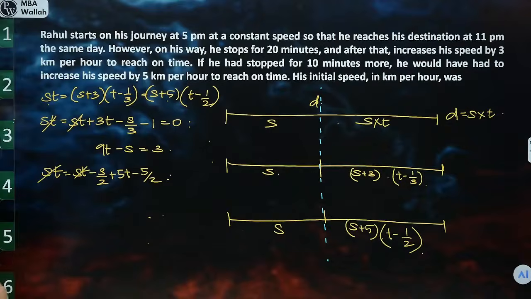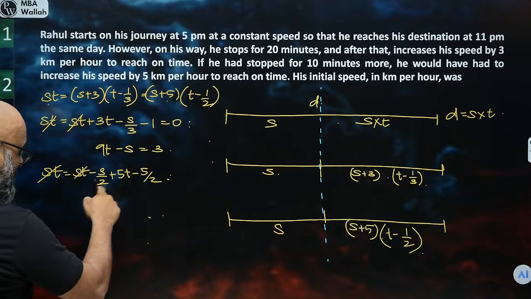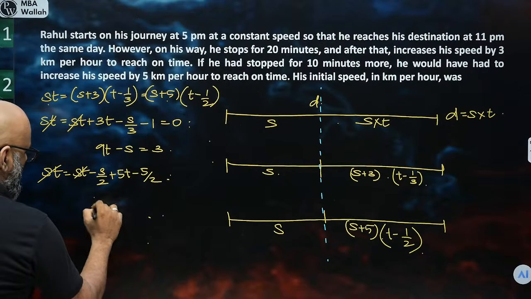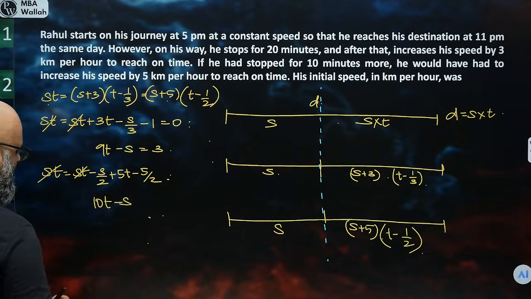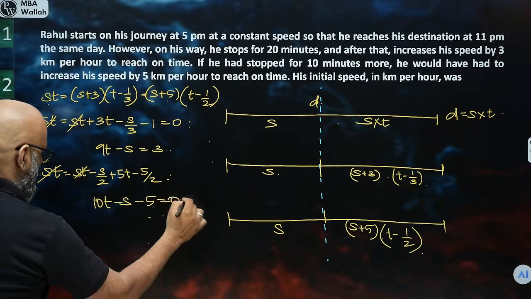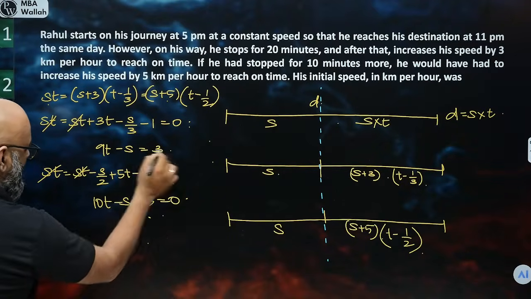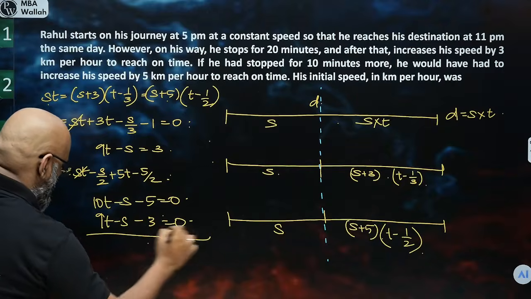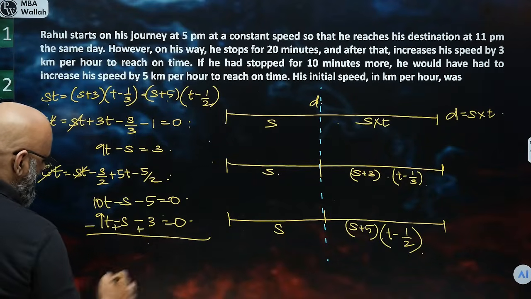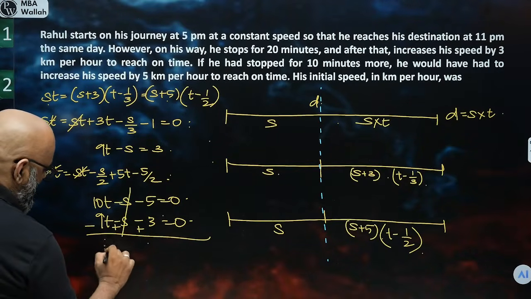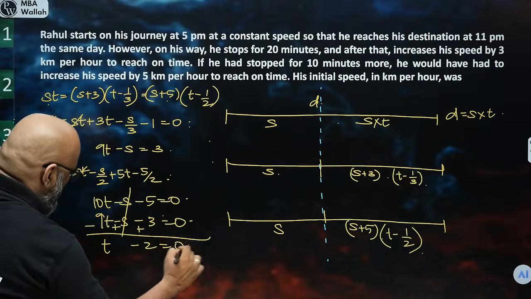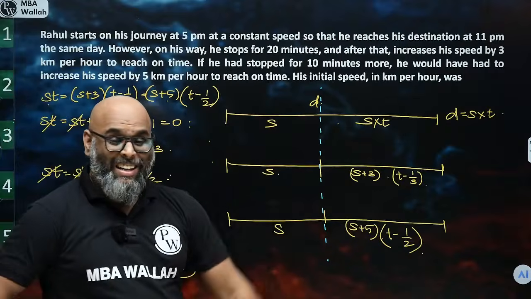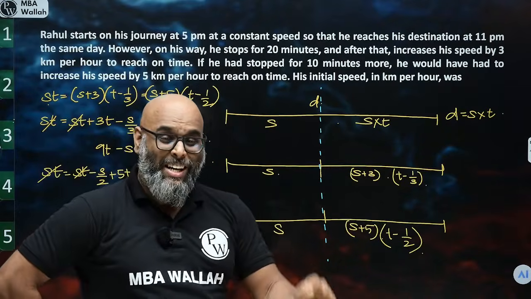Once again st gets cancelled. So once again cross multiply, you will get 10t minus s minus 5 equals to 0, or from here I can say 9t minus s minus 3 equals to 0. Minus plus plus, so this gets cancelled. T minus 2 equals to 0, t equals to 2. The mistake was in the sign. I didn't even spot that sign was changed.